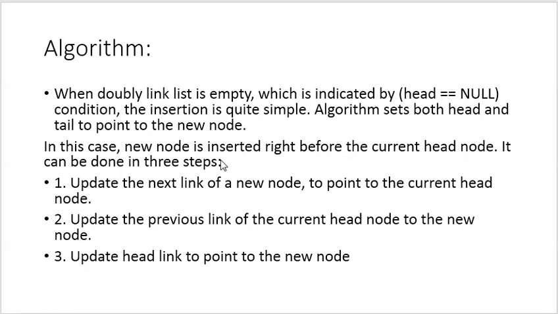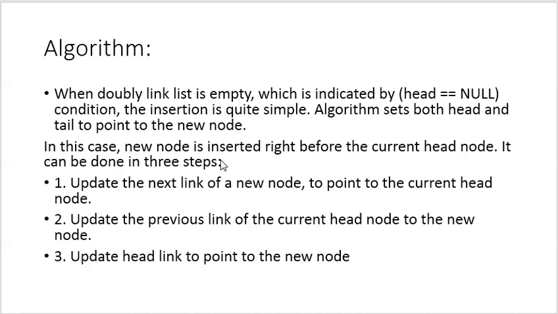In this case, the new node is inserted right before the current head node. It can be done in three steps. Update the next link of the new node to point to the current head node. Update the previous link of the current head node to the new node. Update the head link to point to the new node.